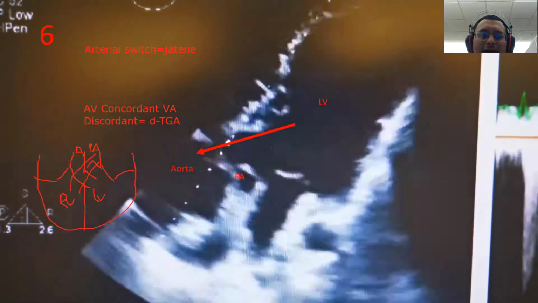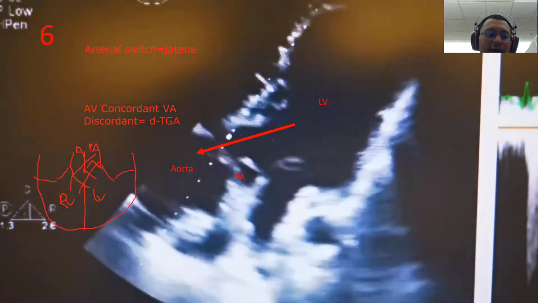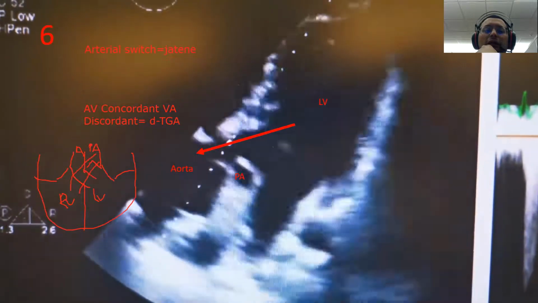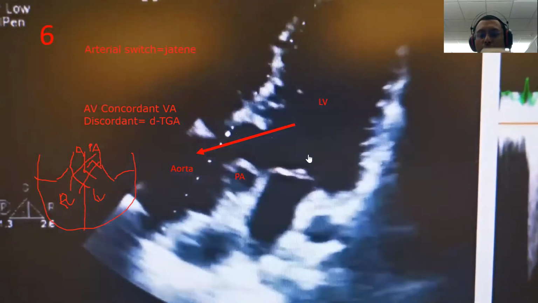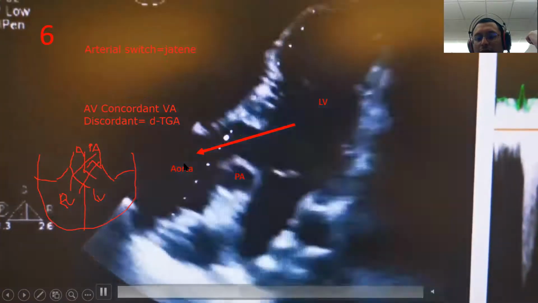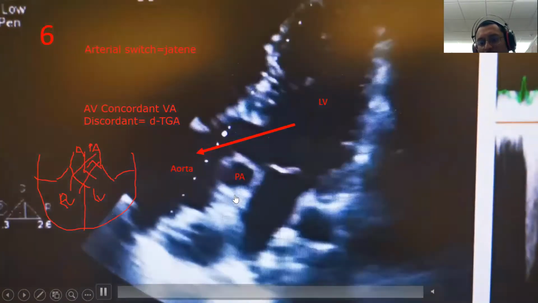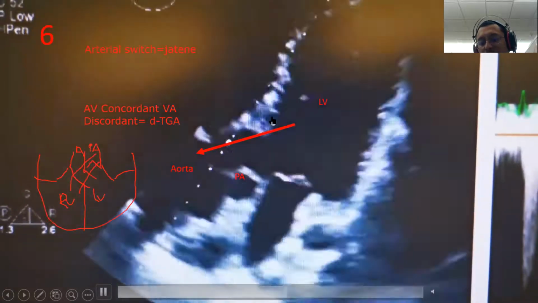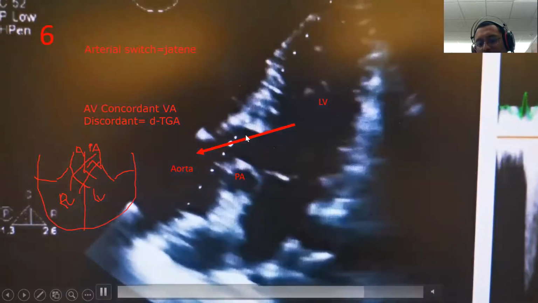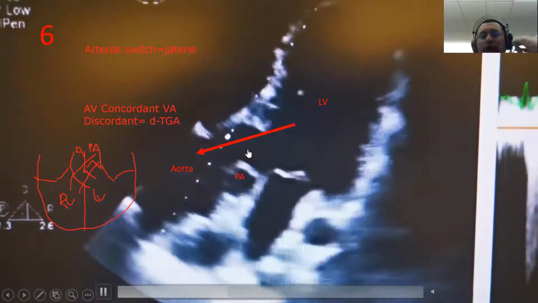Anything that you are confused about? If it were normal, how would it look? Normal, this one is the aorta, this one is going to be the aorta. You see that the aorta and pulmonary artery are directly above the LV. This used to be a ventricular septal defect, so they just baffle through the VSD into the aorta.